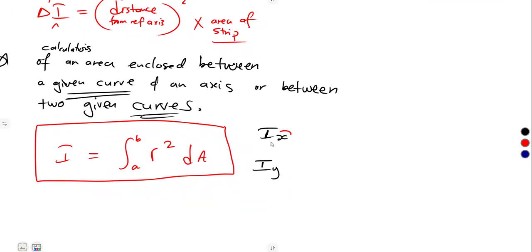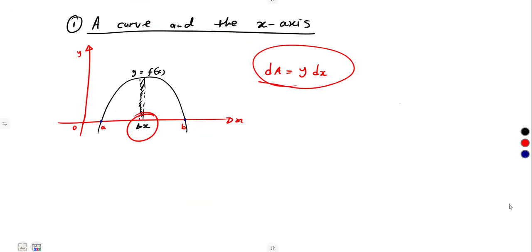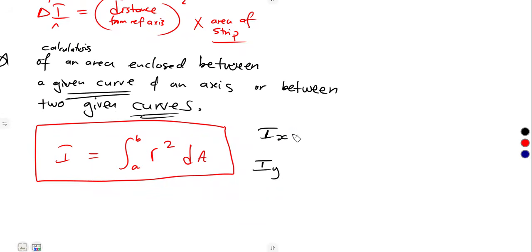So this is not about the strip here, this one. It's not about the strip, this one here. This is the representative strip there. It's not about here, this one. This is with respect to the axis, which is the reference axis. This is with respect to the reference axis. The reference axis. So we are referring to the x-axis and this one to the y-axis.